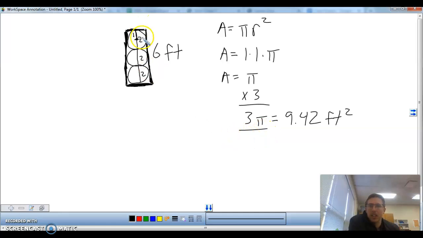Well, you might be looking at this rectangle and saying, well, we know it's 6 feet long, but we have no idea how wide it is. Well, actually you do. Since these circles touch from side to side, it's the same diameter as up and down, because it's a perfect circle, so the distance across is actually 2 as well.